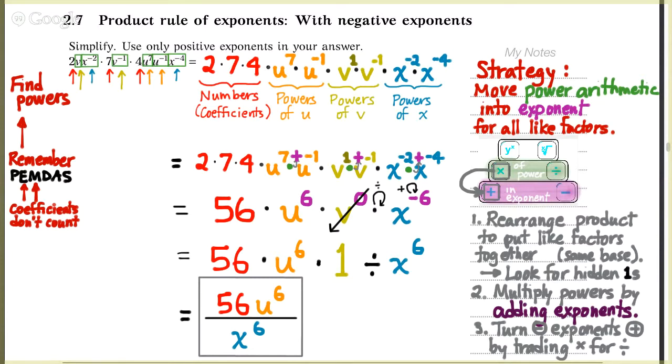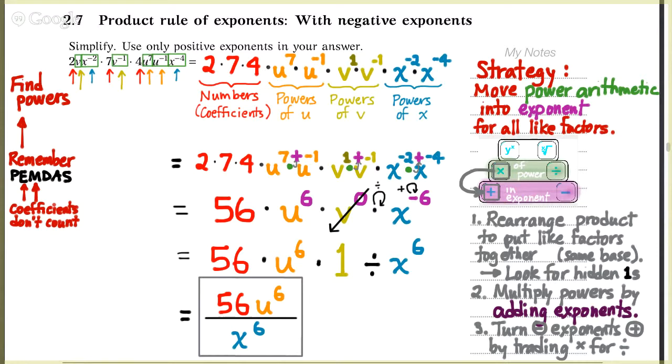So what did we do here in this example? We wanted to use the product rule of exponents, and we knew it was going to be the product rule of exponents, not only because it said so in the title, but also because in the expression, we're multiplying a bunch of powers together. Some of them were powers of u, some of them were powers of v, some of them were powers of x. Those like factors, powers of a common base, when you multiply them, can be combined by adding their exponents.